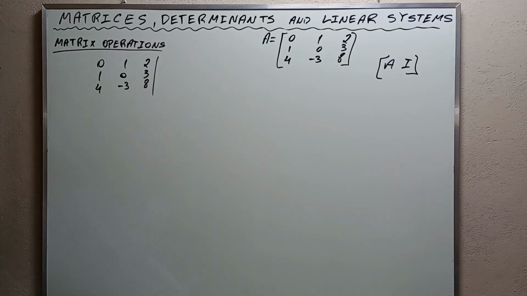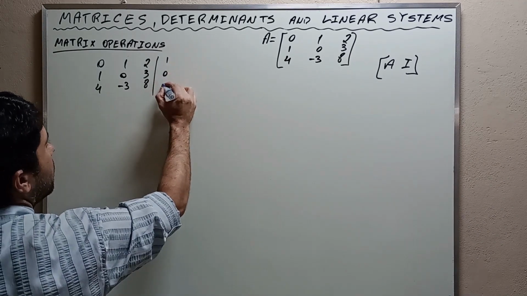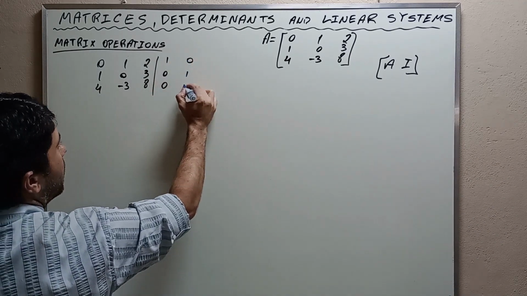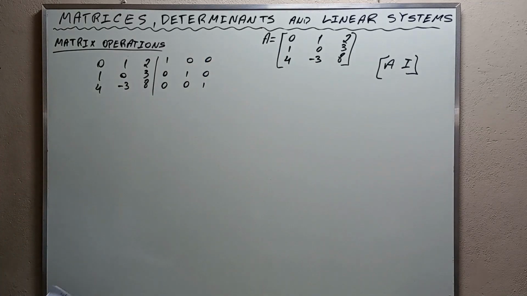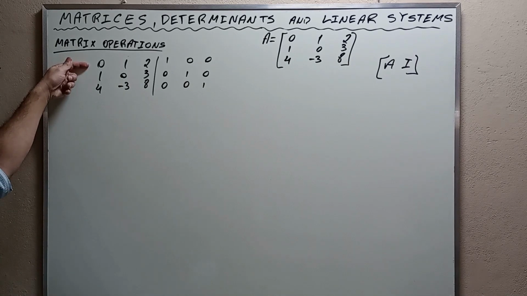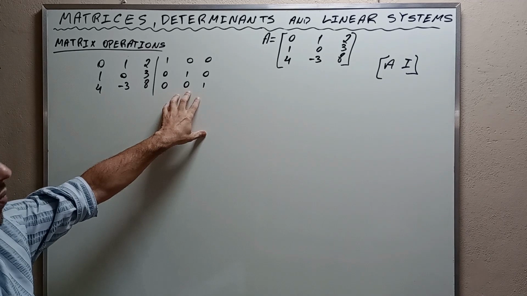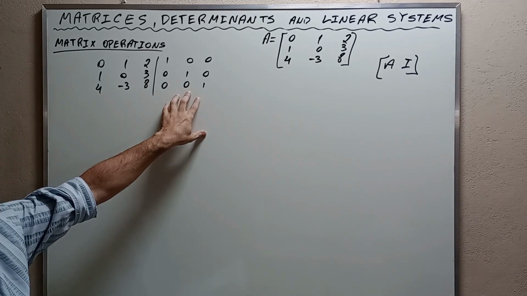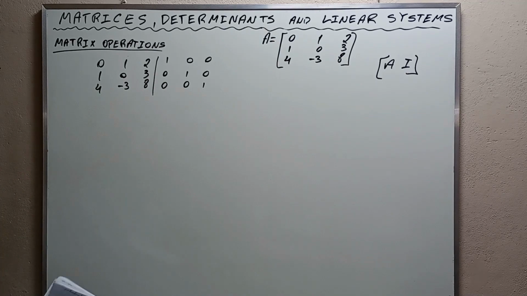This is matrix A, and this is the identity matrix of the same order, order 3. We are going to operate on the rows of the augmented matrix until the identity matrix that is at the right side appears at the left side. This is a technique.